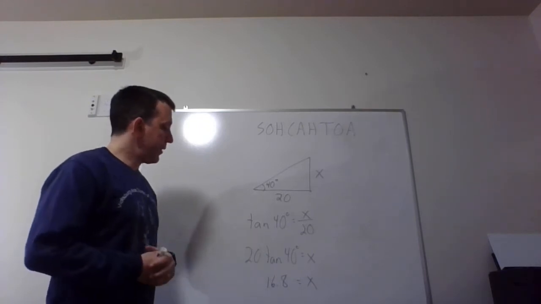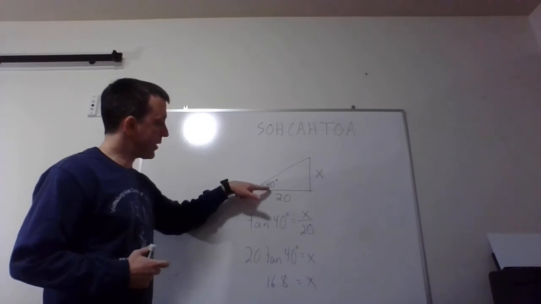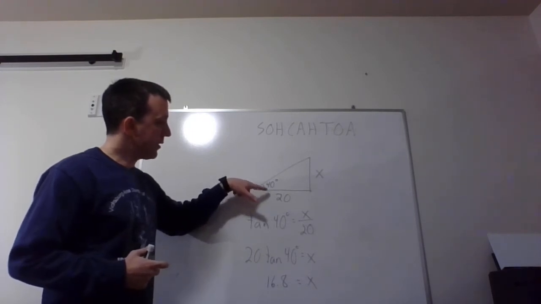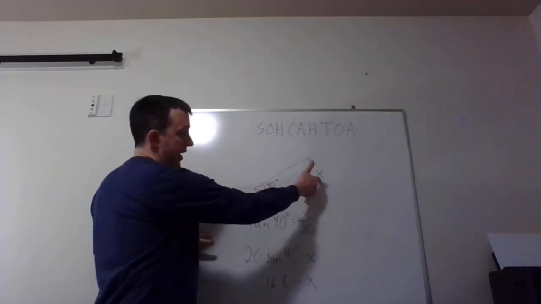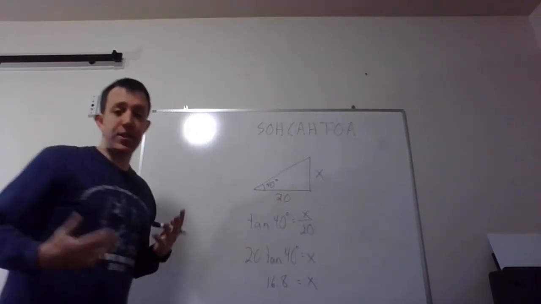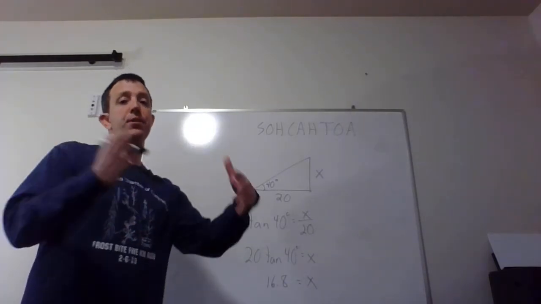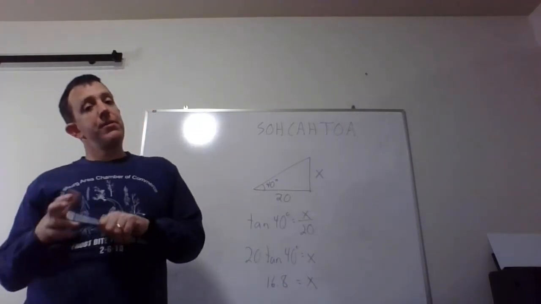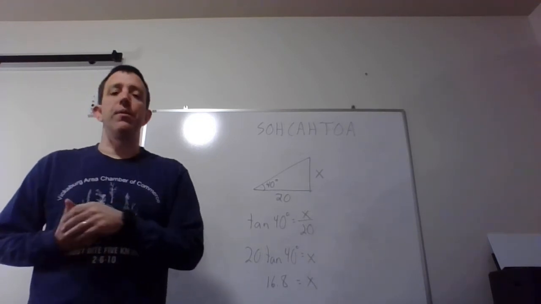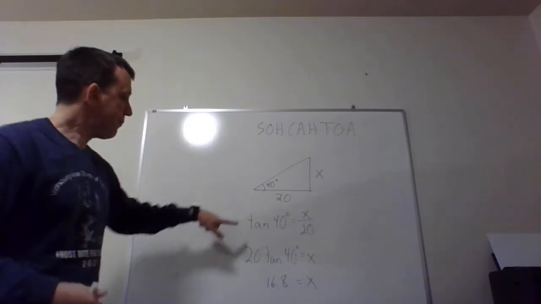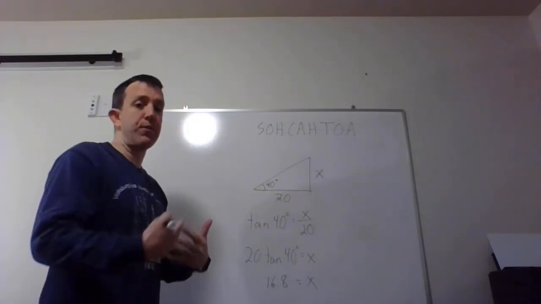I already wrote it out here for you so you can see it. But I need to pick the trig function that connects this angle to those two sides. And so when I look at this, for this angle, x is my opposite side and 20 is the adjacent side. That should scream tangent at you. Tangent is opposite over adjacent. Now, could you use cotangent? Yes, but it's not a button on your calculator. So let's use tangent instead.